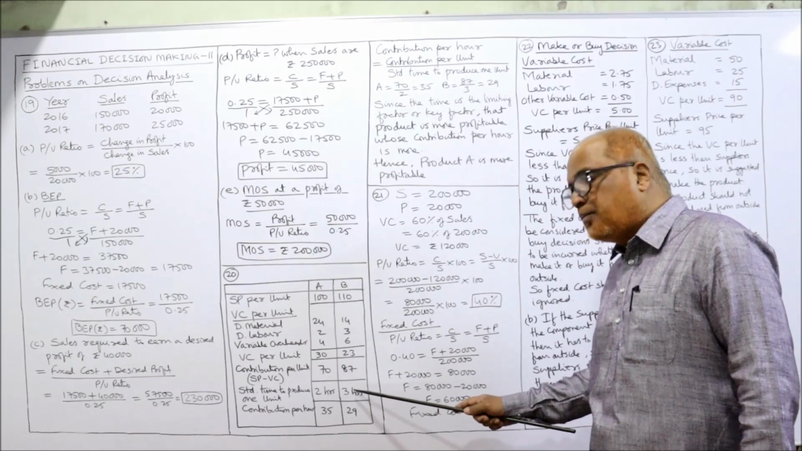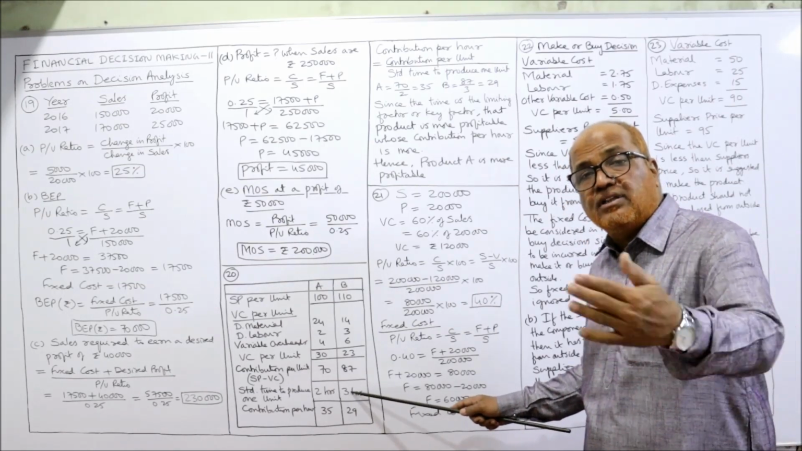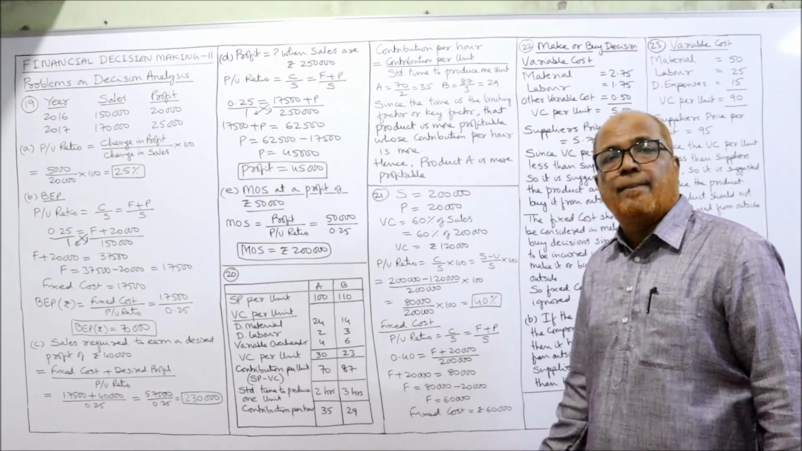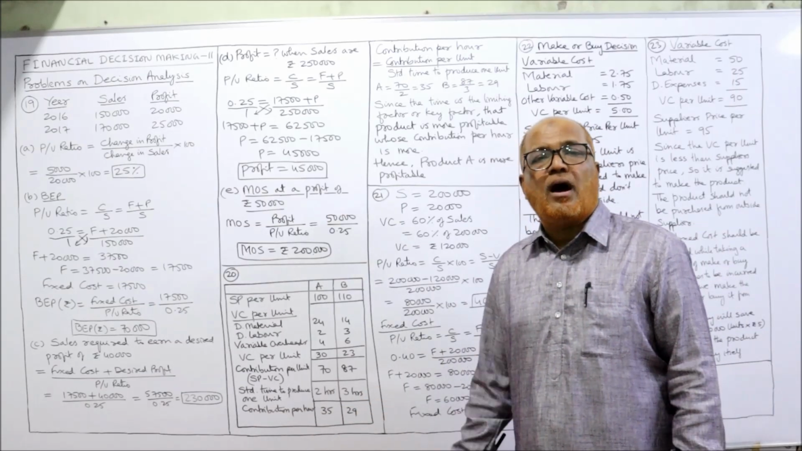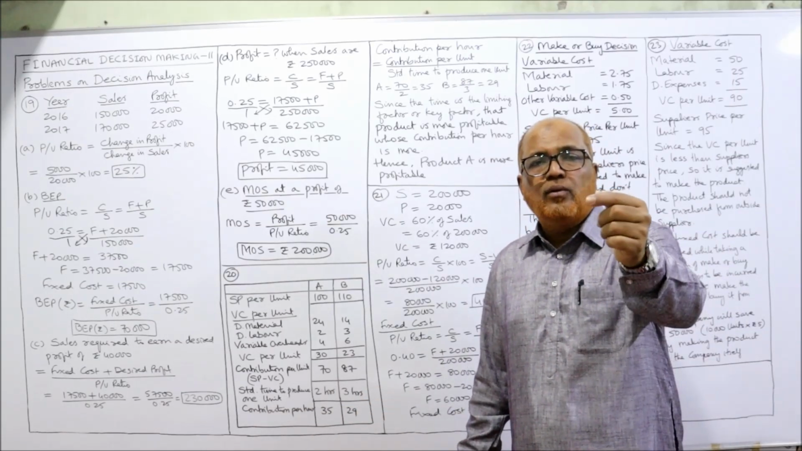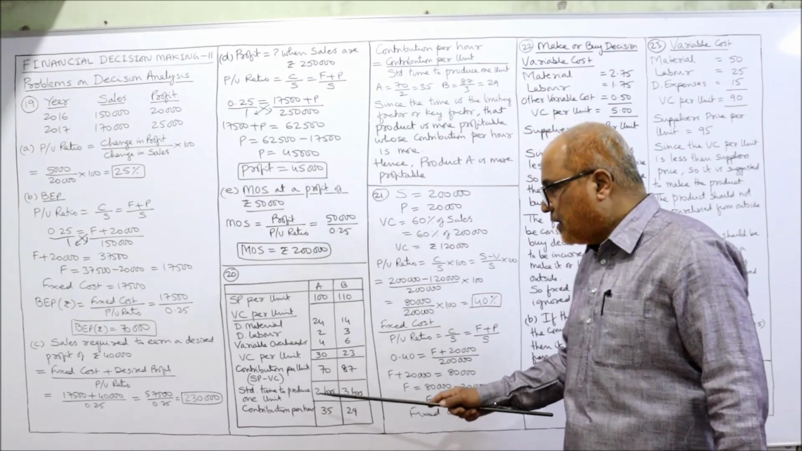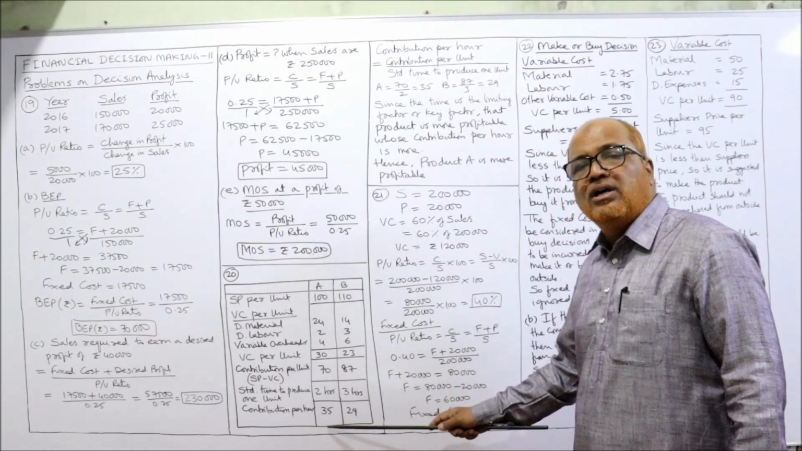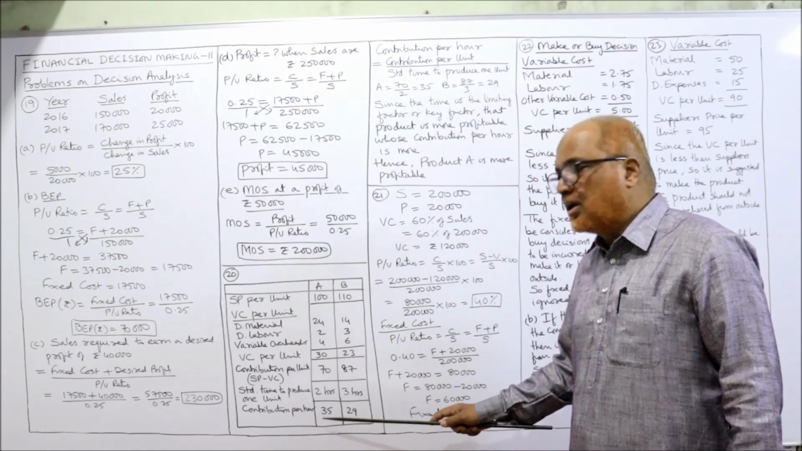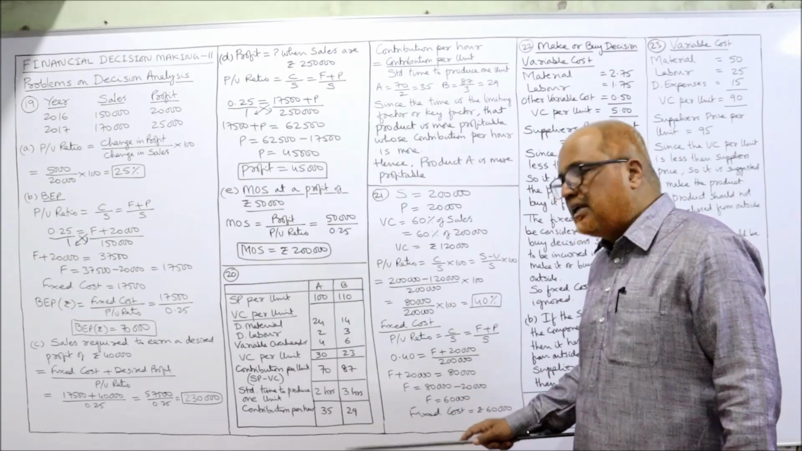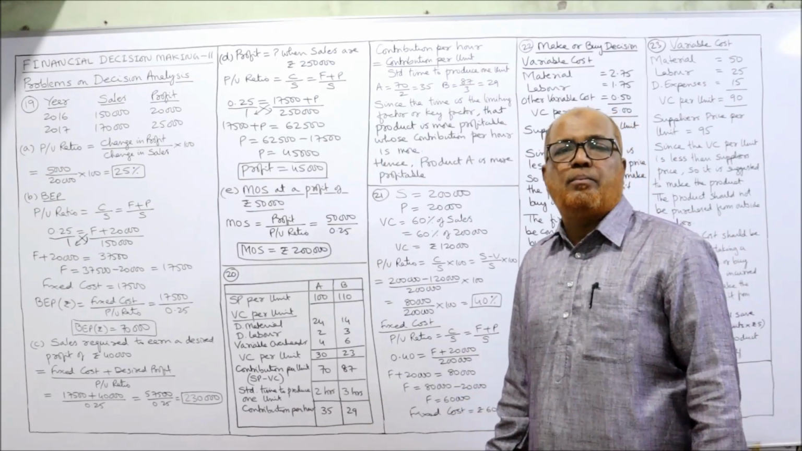And standard time to produce is 3 hours. After 3 hours, we are getting 87 rupees. Now we calculate contribution per hour: the contribution per unit divided by standard time. So 70 divided by 2, 35 rupees per hour contribution. 87 divided by 3, 29 rupees is the contribution per hour.